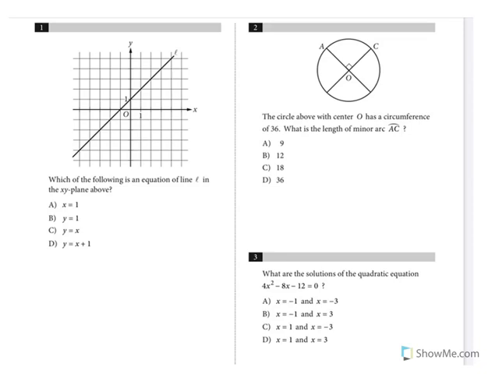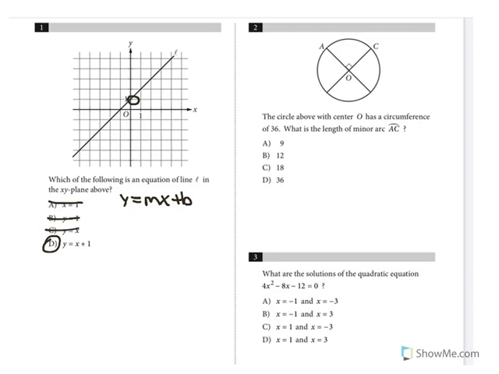Which of the following is an equation of line L in the xy plane above? All right, starting off nice and simple here, linear equations. And we know when we're talking about linear equations, y equals mx plus b. And we know that plus b is the y-intercept. And we see it has a y-intercept of plus 1. So that rules out 3 incorrect answer choices. So it has to be D, y equals x plus 1. And we can also see it has a slope of 1 to 1 also.